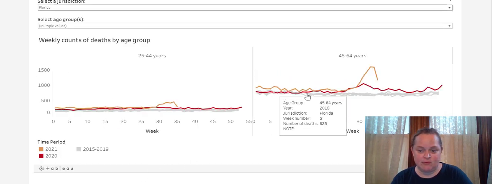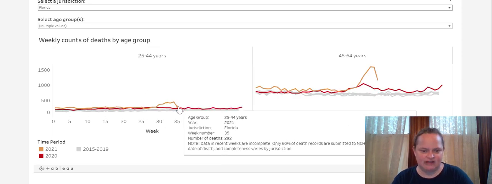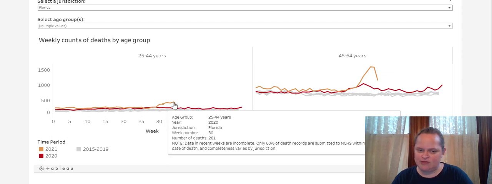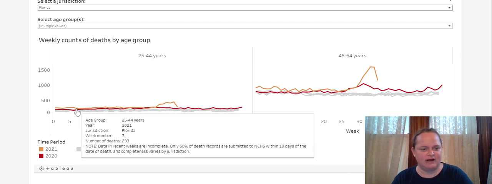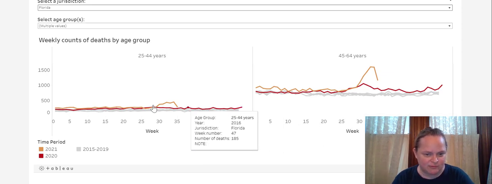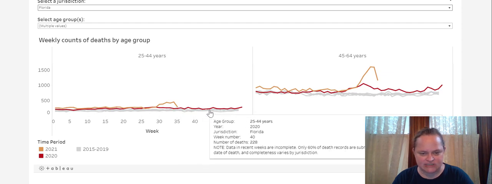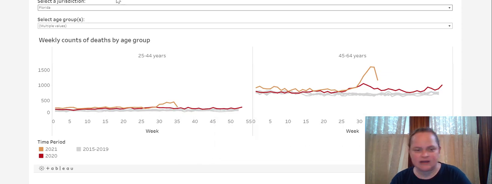Yeah, Florida, you can definitely see the summer waves in 2020 and definitely in 2021. That's pretty high. For 25 to 44, we're seeing that summer wave. So that is COVID, but there is some elevation otherwise, and that might not be COVID from 2020. Again, that could be extra car crashes, drug overdoses, that kind of thing.